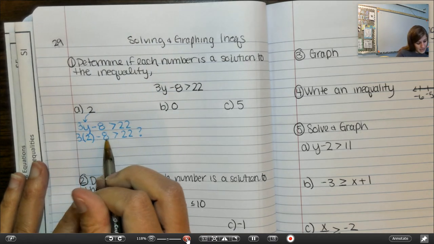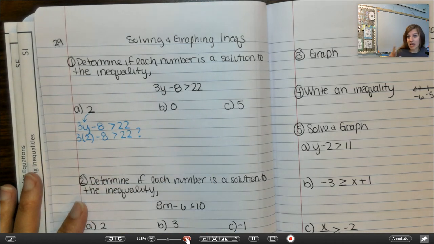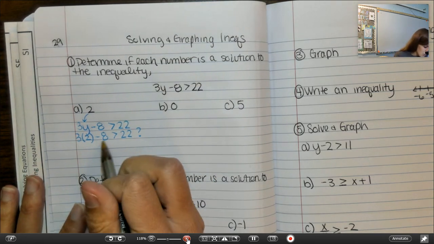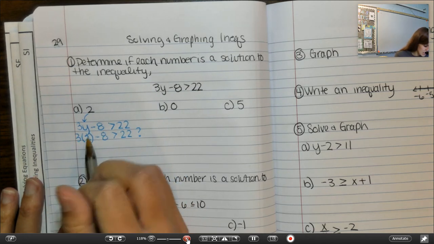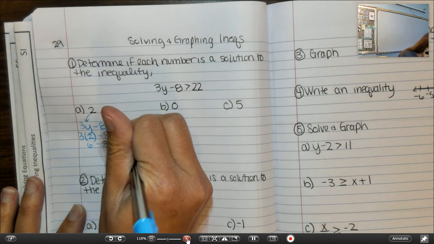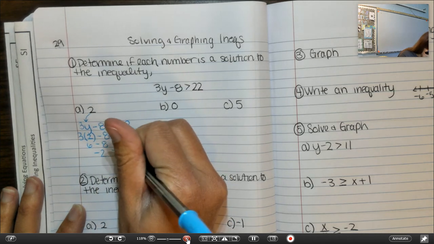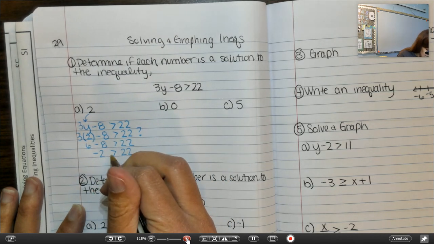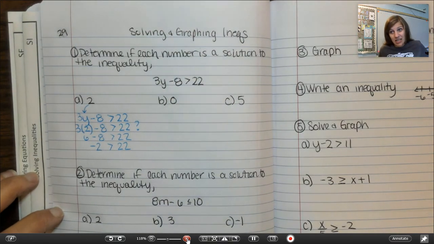And basically now this becomes a question. Is 3 times 2 minus 8 bigger than 22? I don't know. I got to do a little math. So on this side, I would follow order of operations and do 3 times 2, which is 6, minus 8. And then I would do 6 minus 8, which is negative 2. And then the question is, is negative 2 bigger than 22? And last time I checked, it's not.